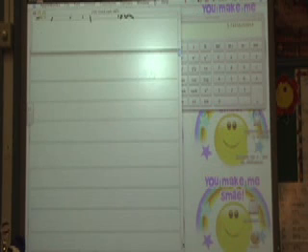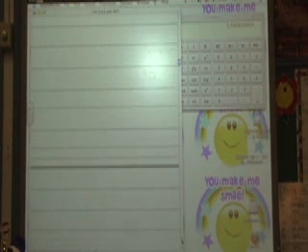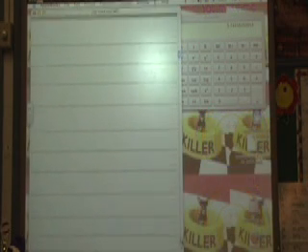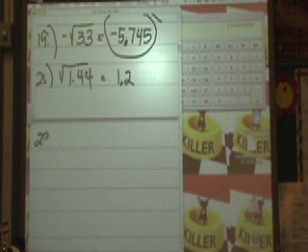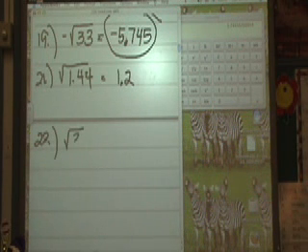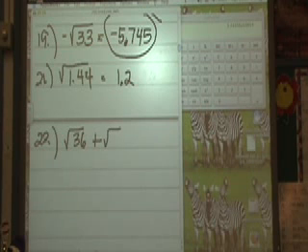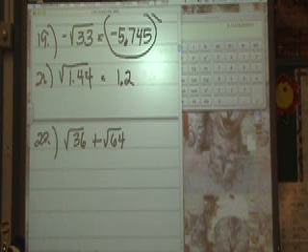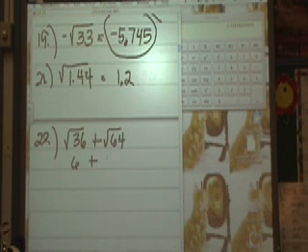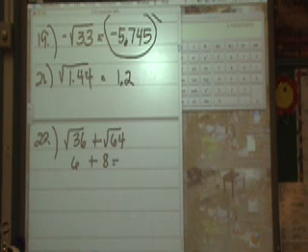Number 23 through 28, what do you do there, Zoe? Find each answer, if necessary, round to the nearest thousandth. Okay, so 23, copy the problem down. The square root of 36 plus the square root of 64. So that means you have to find the square root of 36, which is 6. Add it to the square root of 64, which is 8. And that makes what number? 14.